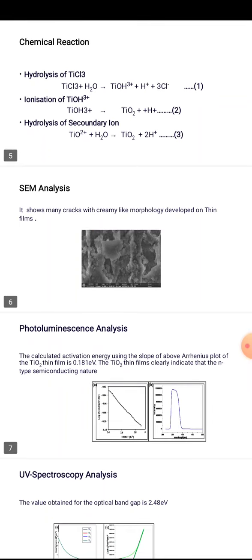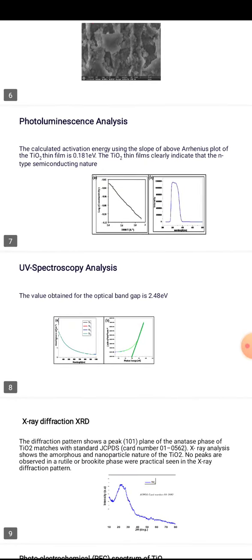These are the chemical reactions: hydrolysis of TiCl3, ionization, hydrolysis of the secondary ion. And next is the SEM analysis. It shows many cracks and creamy-like morphology developed on the thin films. Next is the photoluminescence analysis. The calculated activation energy using the slope of the above Arrhenius plot of the TiO2 thin film is 0.18 eV. The TiO2 thin films clearly indicate that they are n-type semiconductor in nature.